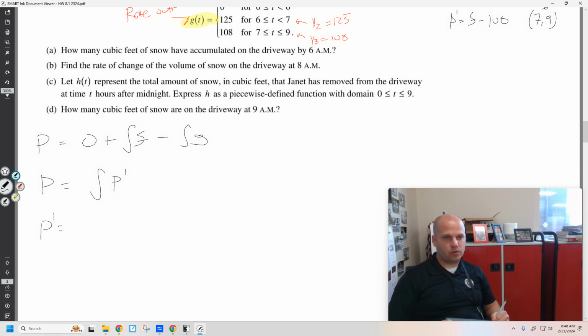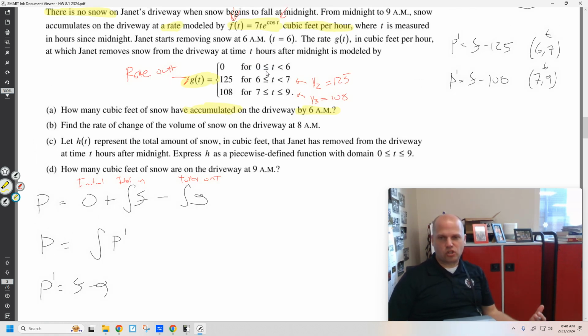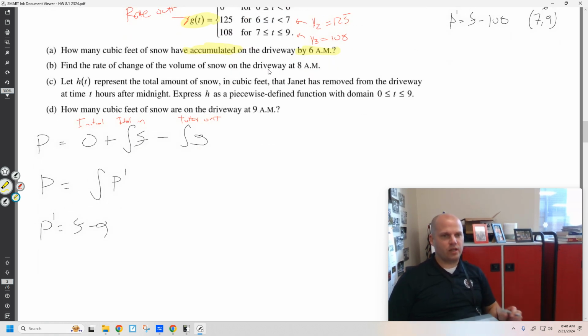Cool. P prime equals F minus G. Be careful. We just want our total in. So this is where having it separated is important. Here's my initial amount. This is like the total snow in. This is the total snow removed. We just want total snow that's accumulated. We haven't even started shoveling yet. We're not removing, so we just want this.